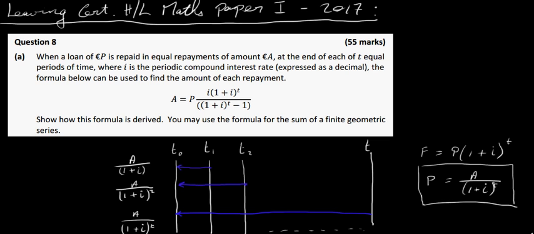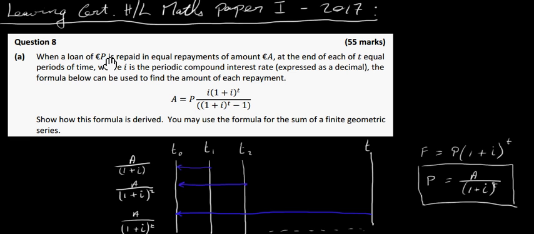Right, so in this video I'm going to have a look at Leaving Cert higher level maths paper 1 2017. In particular I'm going to have a look at question 8, which is a financial maths question. Now the first part of this question is to derive this amortization formula here.